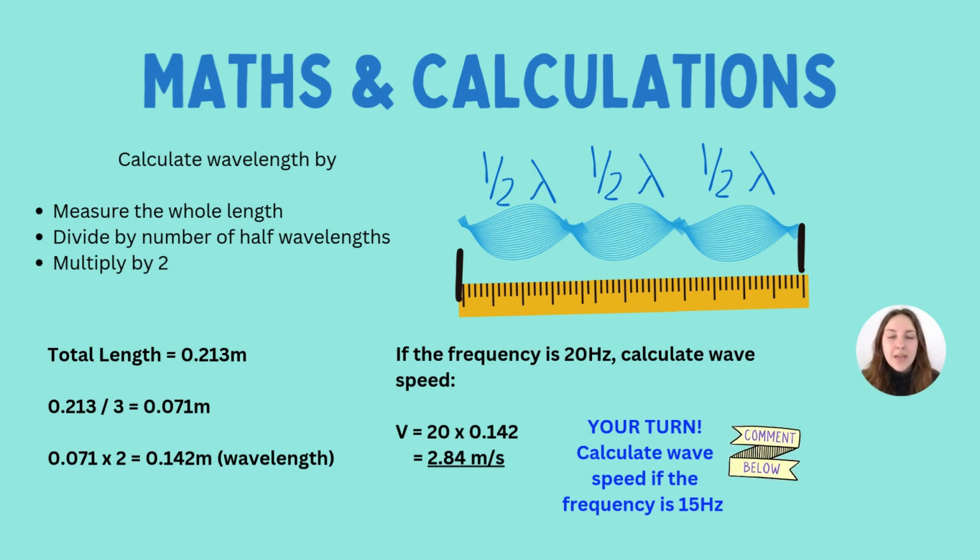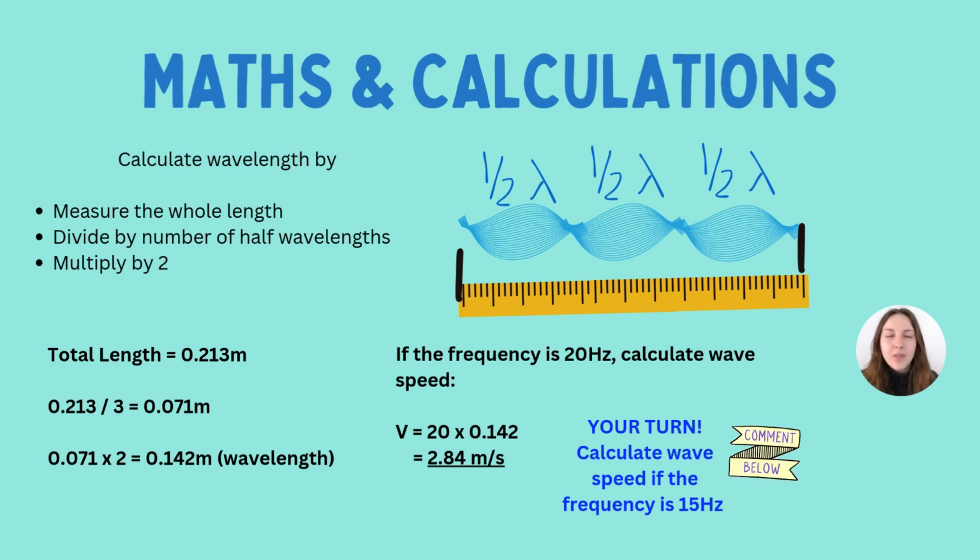So all we need to do is 0.213 meters divided by 3, which will give us an answer of 0.071 meters. We then times this number by 2 to get the whole wavelength of one wave, because remember, we're working in half wavelengths. So that would give us an answer of 0.142. If we times 0.071 by 2, that would be our answer there.